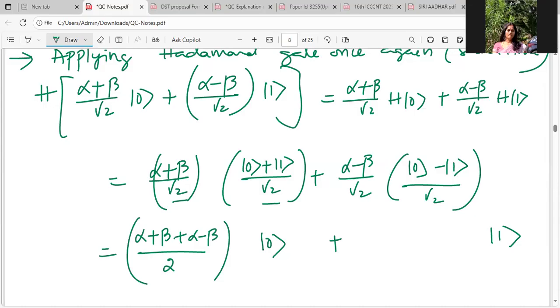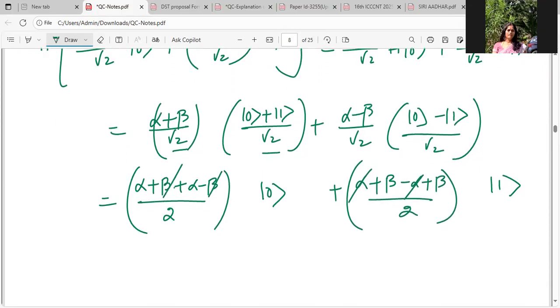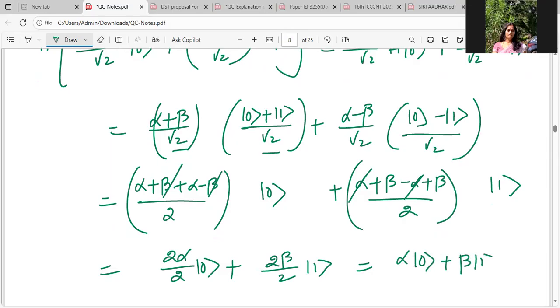For ket 1, it would be what? Alpha plus beta, again plus alpha. Oh, there is a minus sign here. So it would be minus alpha plus beta by 2. Just see here. Beta and beta get cancelled, alpha and alpha get cancelled. I'll be left with 2 alpha by 2 ket 0 plus 2 beta by 2 ket 1. This gives me alpha ket 0 plus beta ket 1, which is nothing but the xi that I have considered.